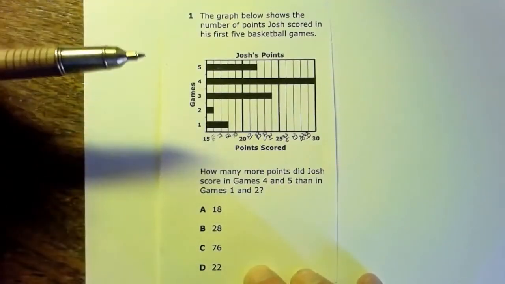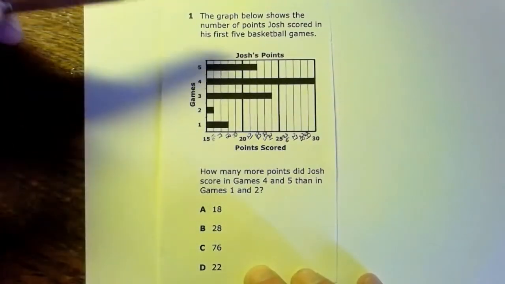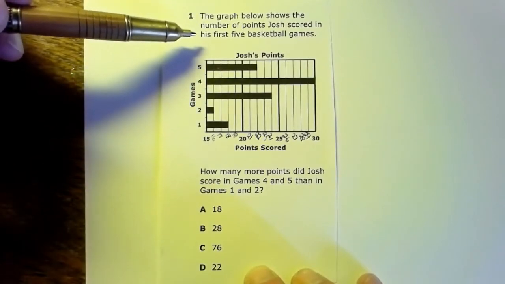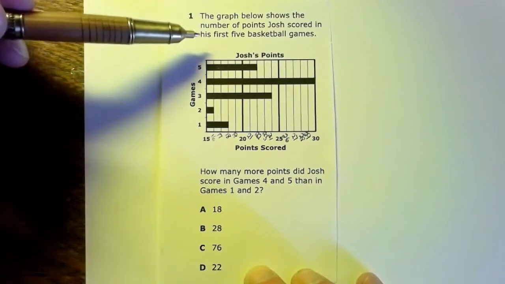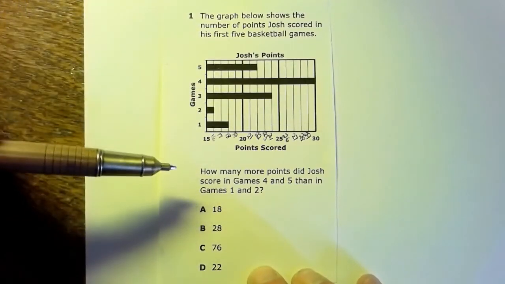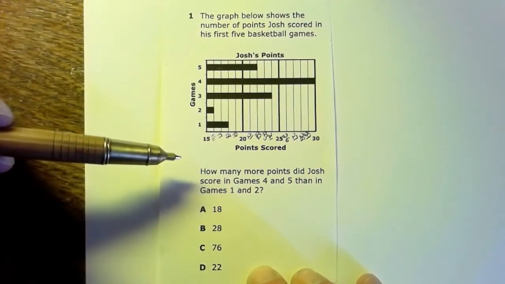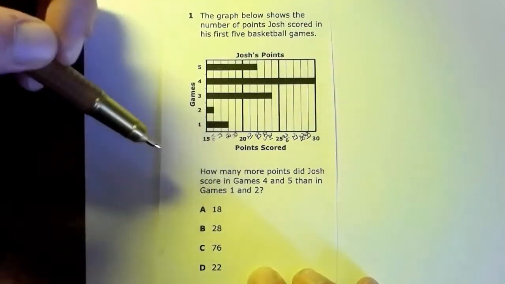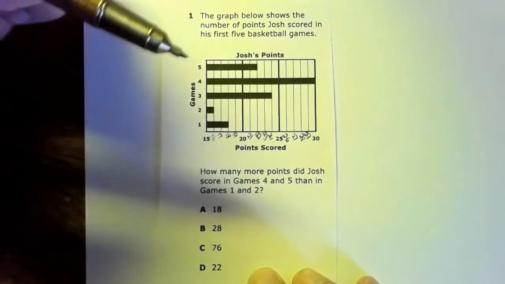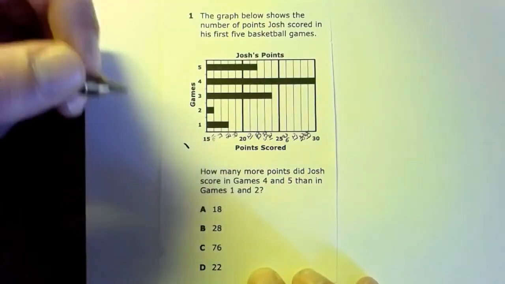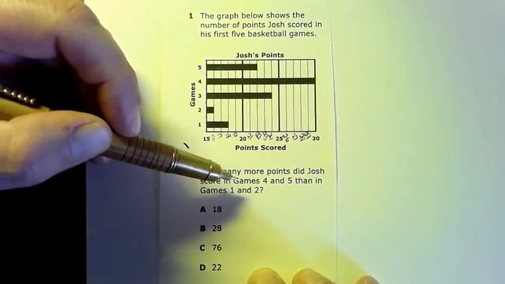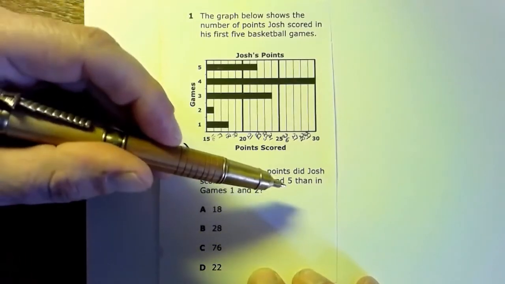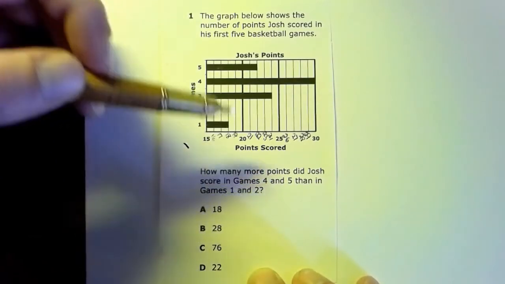I can reread my question and properly solve this. The graph below shows the number of points Josh scored in his first 5 basketball games. How many more points did Josh score in game 4 and 5 than in game 1 and 2? So this is a multi-step problem. It's how many more points. So overall, I'm going to end up subtracting. But before I can subtract, I have to find out how many points they scored in game 4 and game 5, and then game 1 and game 2.